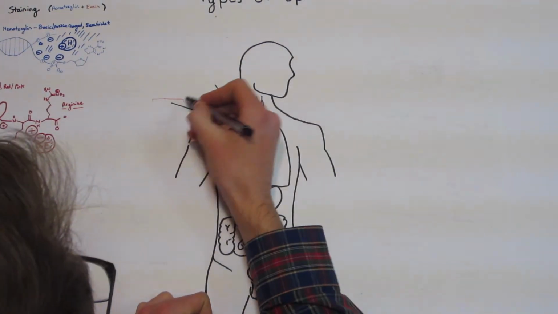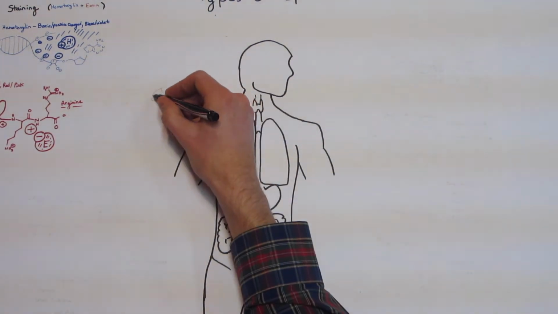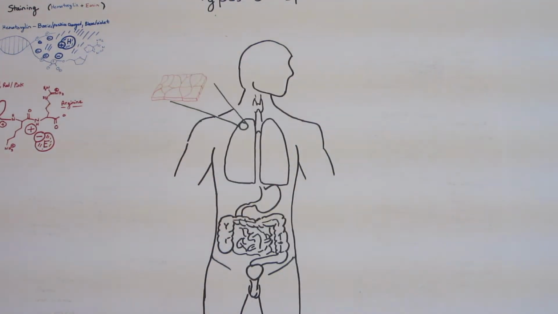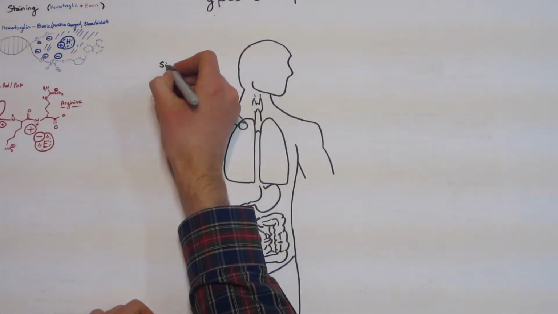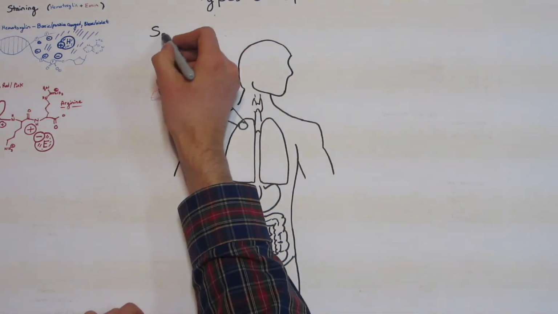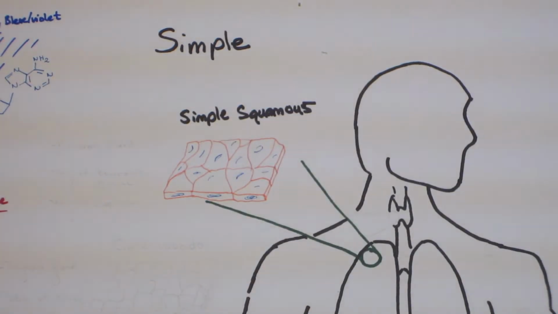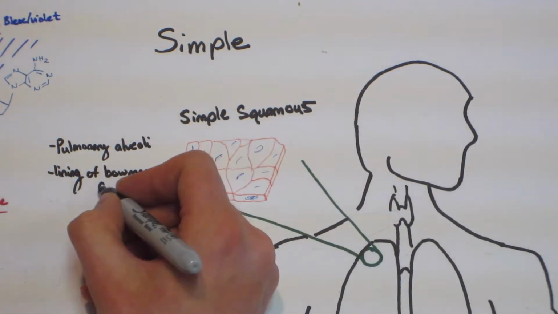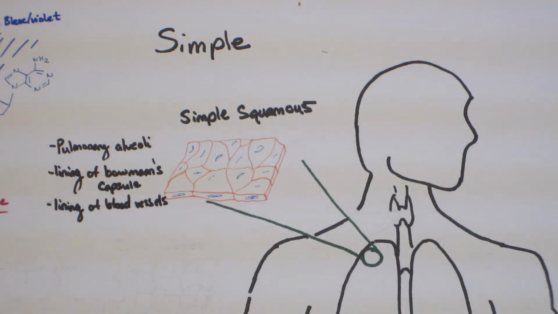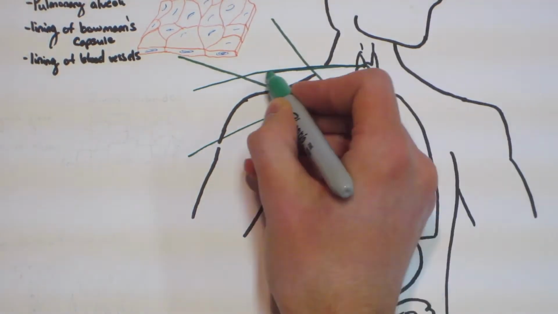This first structure is very good when it comes to diffusion, or allowing things to pass between the epithelia. And this is common within the lining of the blood vessels, the lining of the Bowman's capsule, as well as pulmonary alveoli, and it is known as simple squamous. And we're focusing on the lung here and the pulmonary alveoli in that particular part of the picture.